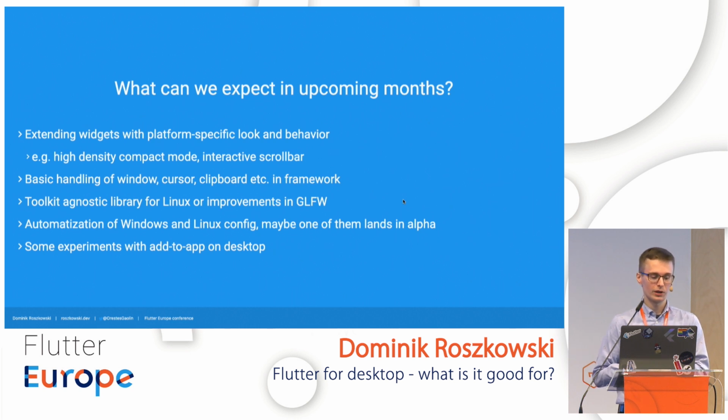We can expect some toolkit-agnostic library for Linux. What it means is that for now Linux is supported only on GLFW, which is a library that works mostly on Ubuntu-like systems, and we hope that at some point Linux will be supported in other toolkits like Qt or GTK+. So you could, for instance, have an application embedded in your favorite window toolkit, and maybe run it on many different Linux distros.